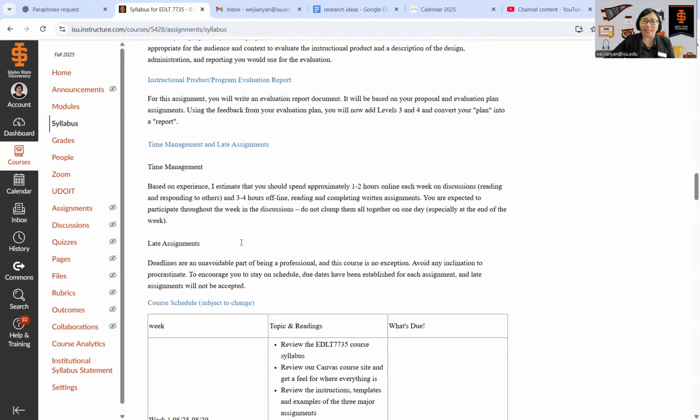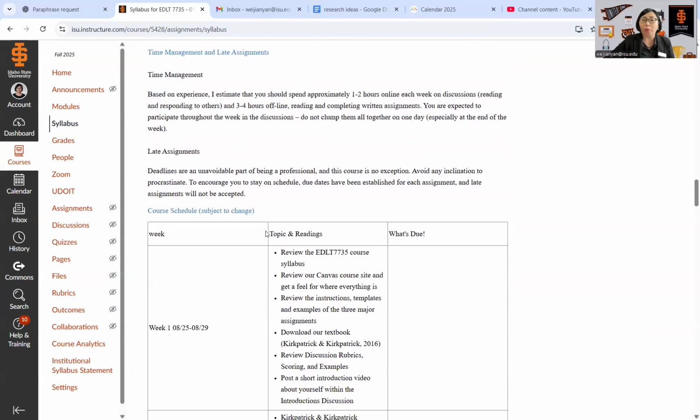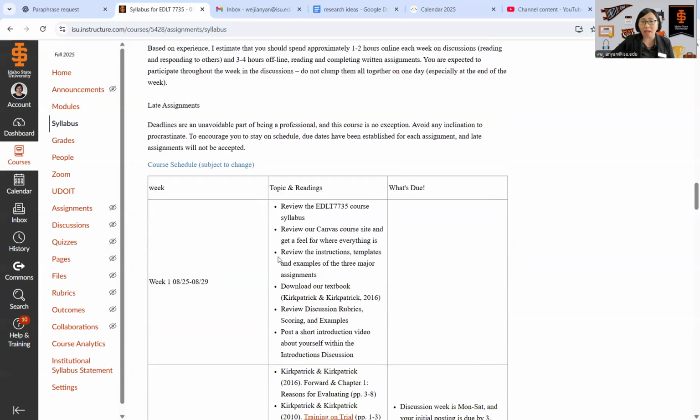So late assignments, as I mentioned, the deadline is very important. So please adhere to the deadline, and late work will not be accepted. But I understand that sometimes things happen. If you have a life event or something unexpected happens, please write me an email beforehand. Then I will try my best to accommodate your needs. But at the same time, I really want to ensure fairness and equity to all the students.